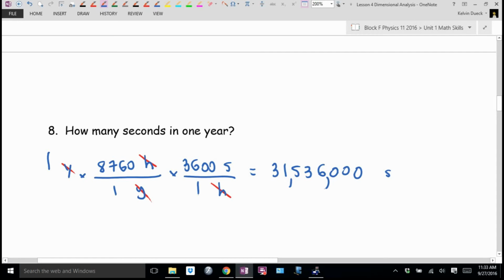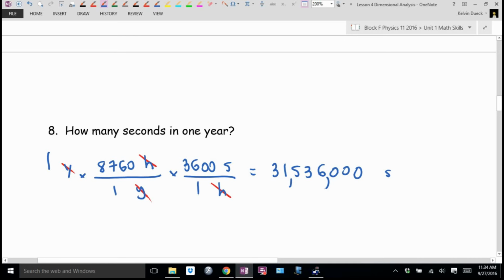31.5 million seconds. So go back to the beginning of last year. Remember yourself at the beginning of school. Here we are now. It's been about 31.5 million seconds since then. Every birthday, you've lived another 31.5 million seconds. Ooh.